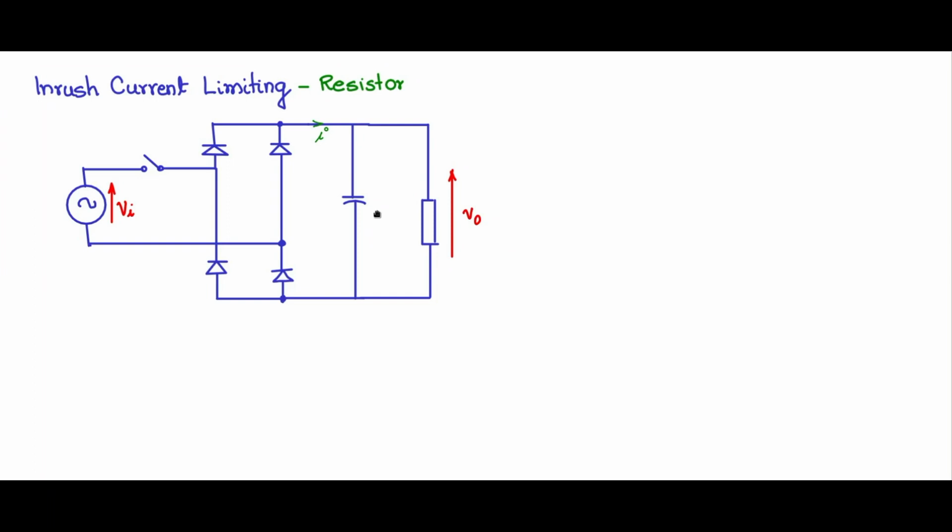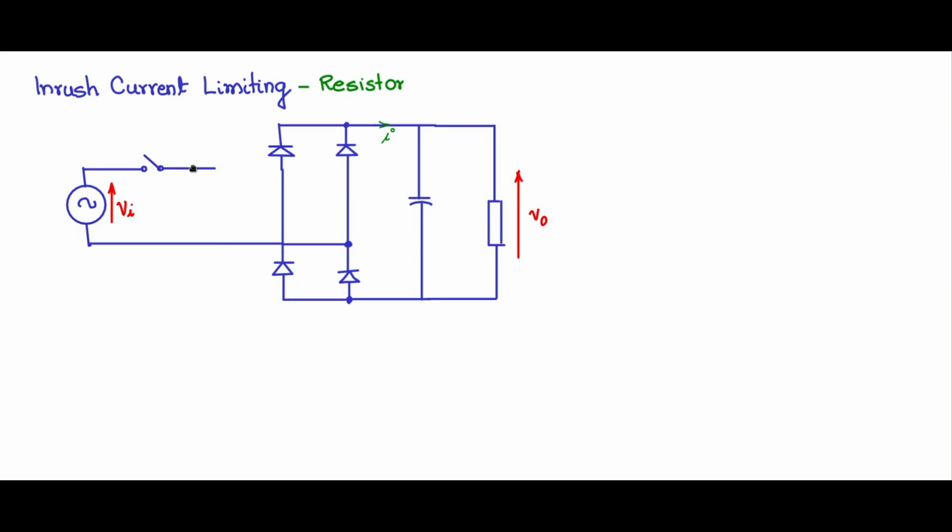The simplest solution for the inrush current limiting problem is by putting a resistor. As we saw in the simulation, putting a resistor will definitely limit the inrush current. So let us put the resistor around this place here. Let us shift it out and then include a resistance like this. So this will be the surge limiting resistance Rs.